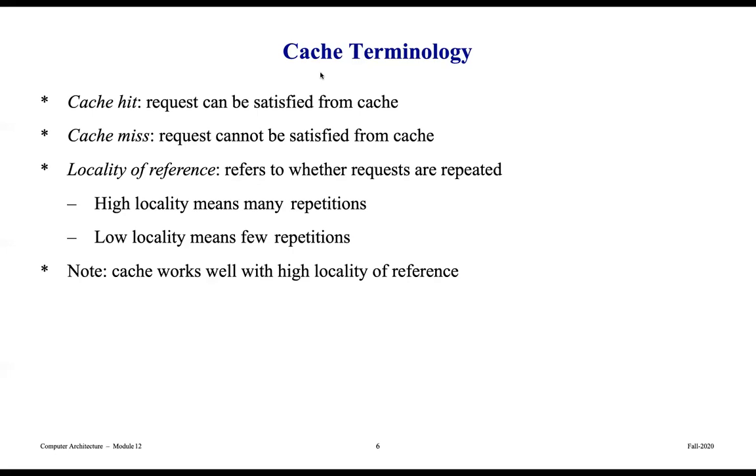So let's talk about some cache terminology. You can have something called a cache hit, and that would be the first thing. The request can be satisfied from the cache. A cache miss means that the request cannot be satisfied from the cache. So the cache does not store it, so you have to go all the way out to the regular memory. Locality of reference refers to whether the requests are repeated. High locality means many repetitions, and low locality means few repetitions. And one other thing to consider is cache works well with high locality of reference.